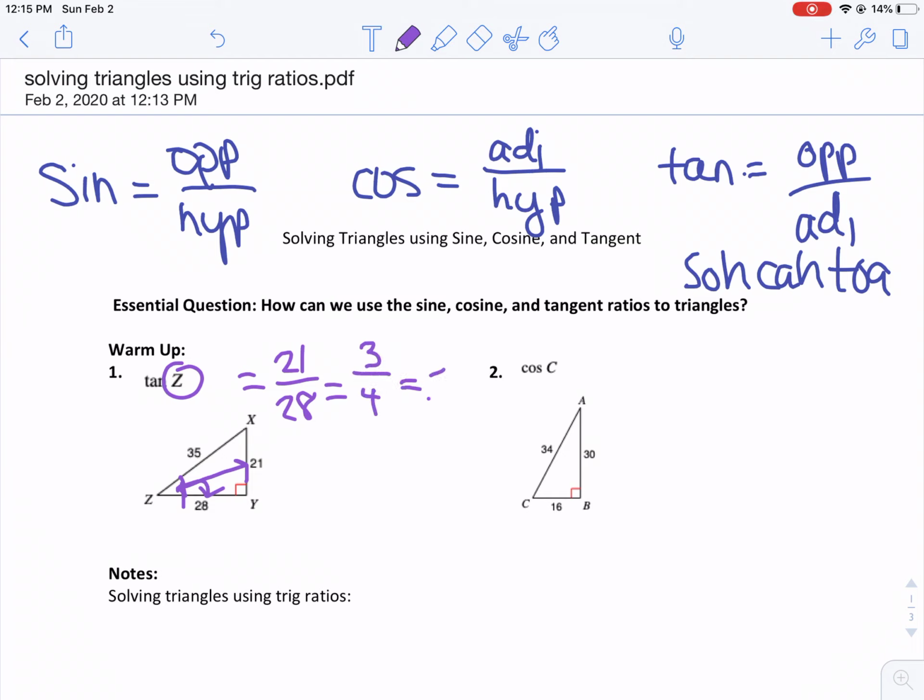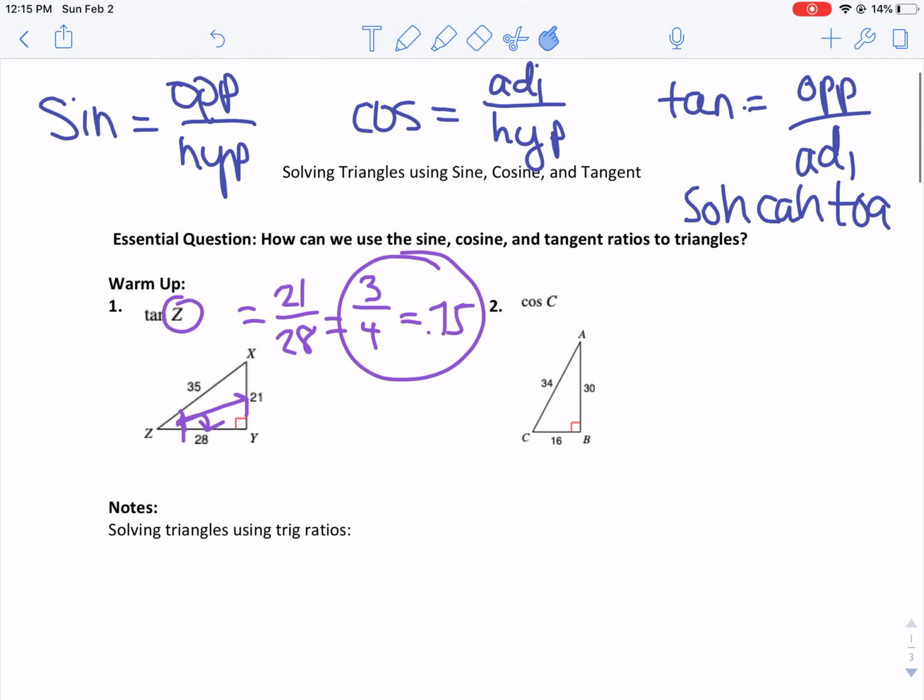As a decimal, that's 0.75. So you need the fraction answer and you need the decimal answer, rounded to 2 or 3 decimal places, whatever it tells you. All right, so do cosine of c on your own.